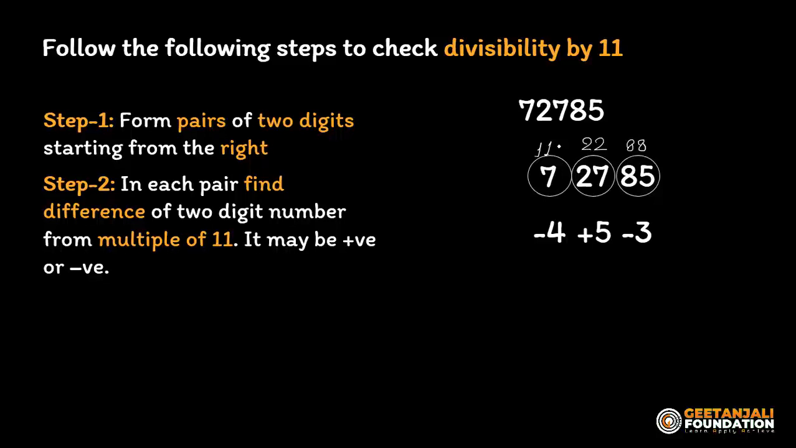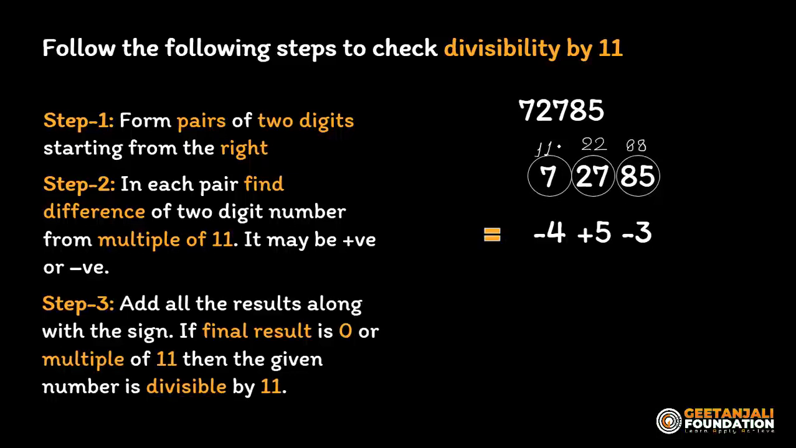In the next step, we add all these numbers. So minus 4 plus 5 minus 3 will give you minus 2. As the sum is not divisible by 11, the given number will not be divisible by 11.